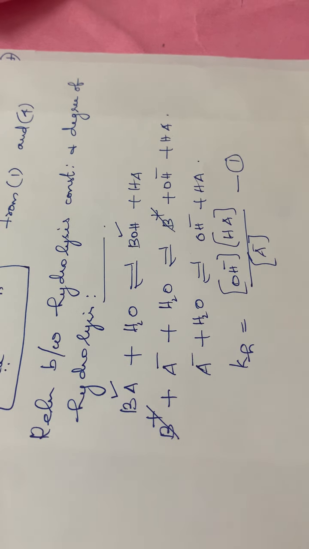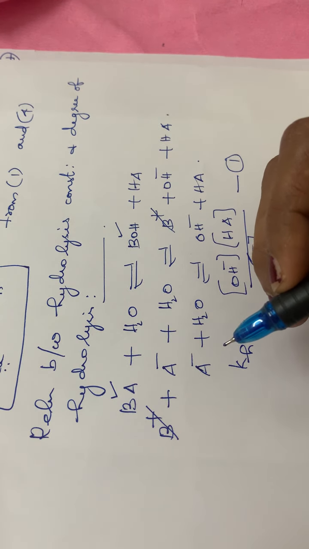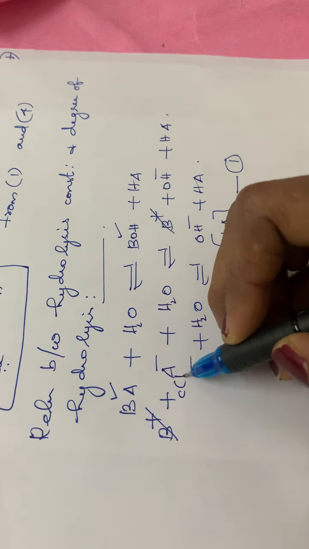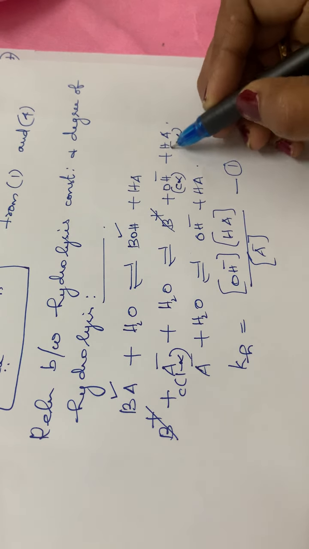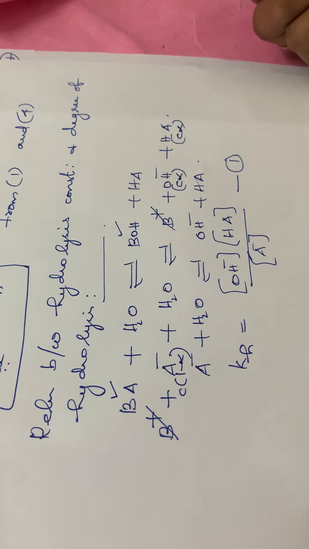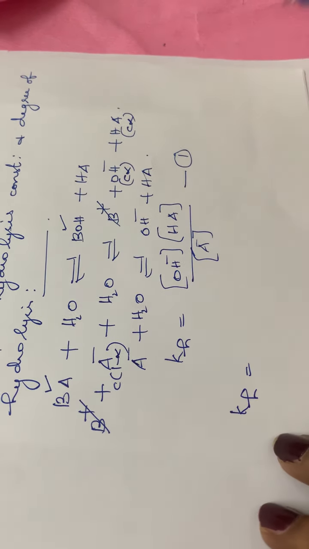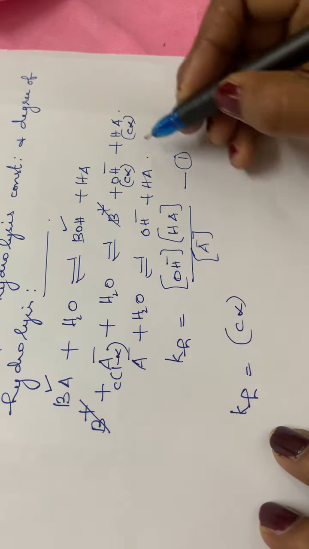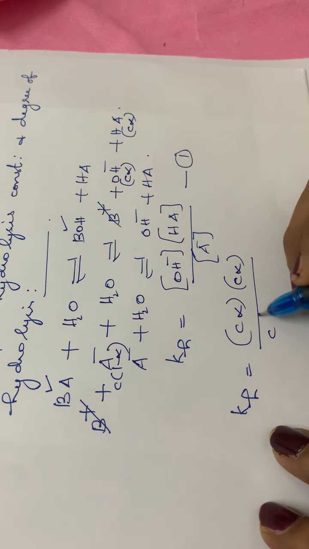Then again we have to write the concentrations at equilibrium. The concentration of A minus will be C into (1 minus alpha), the concentration of BOH will be C alpha, and the concentration of HA will be C alpha, isn't it? So we can substitute all these values in equation number 1. The concentration of OH minus is C alpha, the concentration of HA is C alpha, divided by the concentration of A minus, which is C into (1 minus alpha).